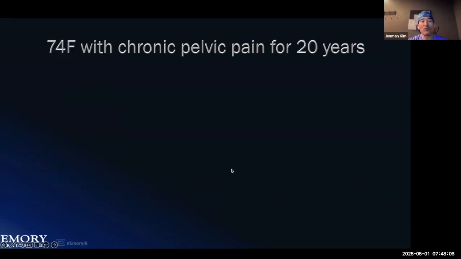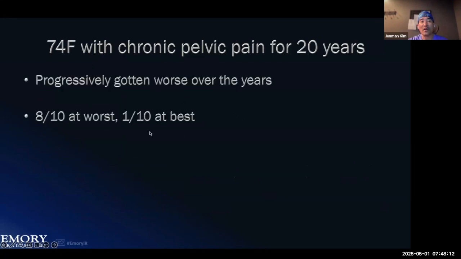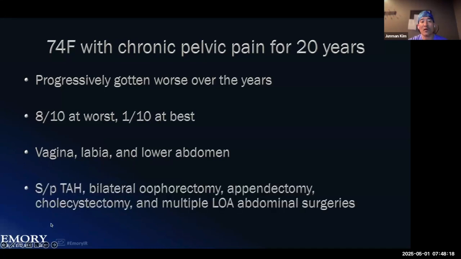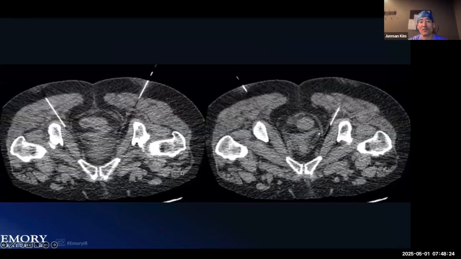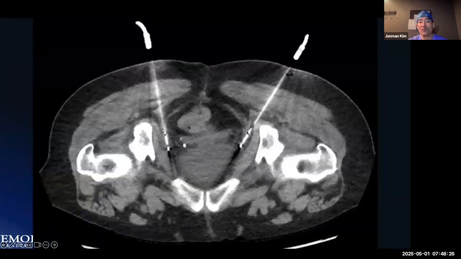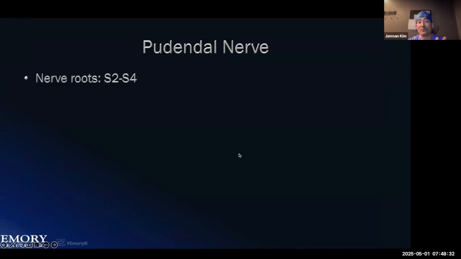All right, moving on to pudendal. A 74-year-old female with chronic pelvic pain for 20 years, getting worse. What do we do? Vaginal, labial, lower abdominal pain, history of multiple different surgeries. You name it, she'd had it done. So this is where we target for pudendal. And this time we did a nerve block, responsible, so we did a cryoneurolysis.